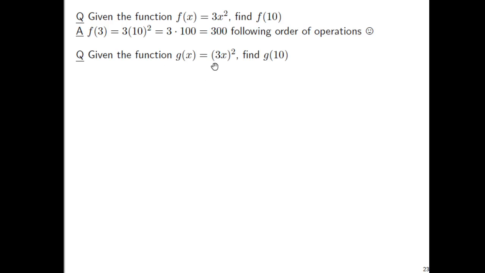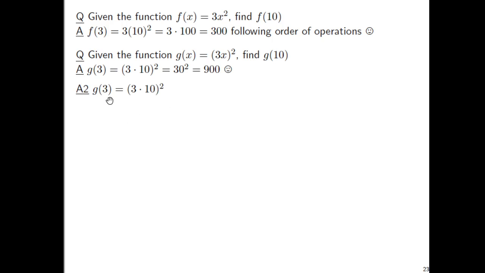How about this? g of x is 3x quantity squared. Find g of 10. So replace all the x's with 10's, and you have g of 10 equals 3 times 10 quantity squared. Here's where we need to do what's in parentheses first. 30 squared, that's going to be 900.